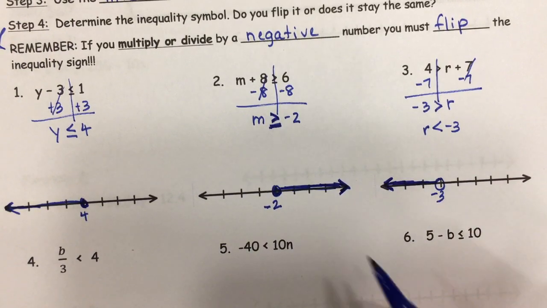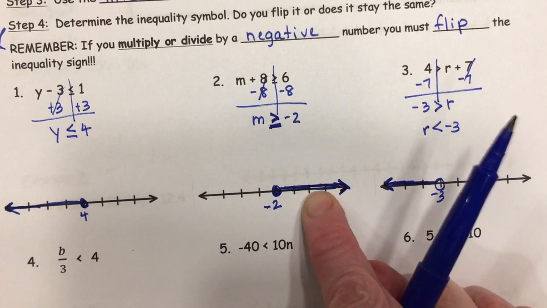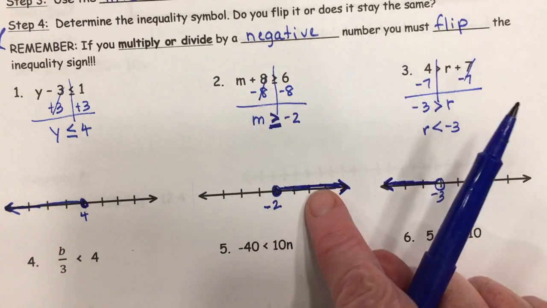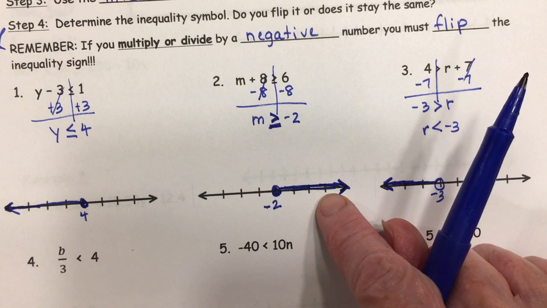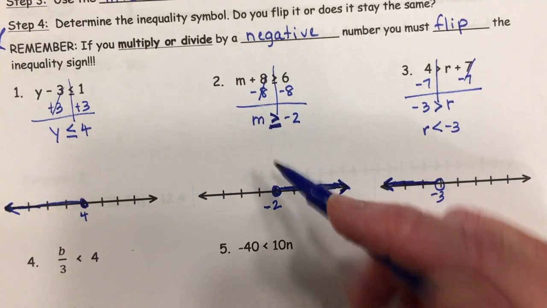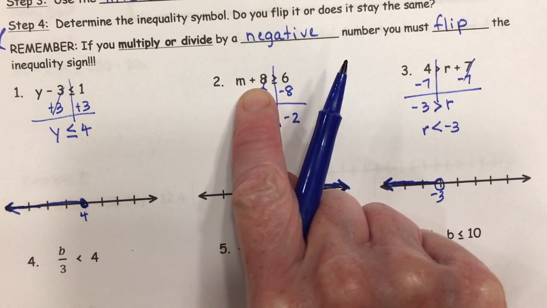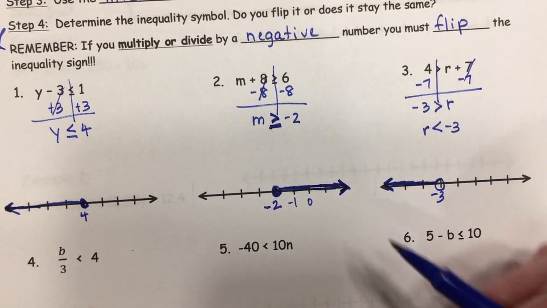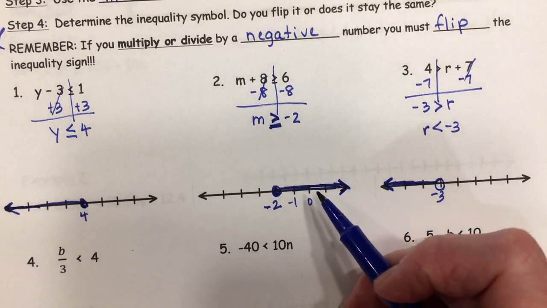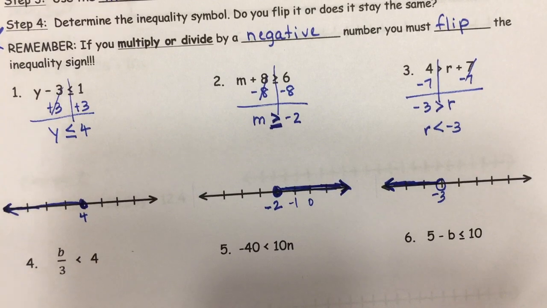Okay. Now, just like with equations, you can check your work. You can pick a number. Any number that's part of your graph should make this true. So if I pick any number to the right of negative 2 for this one, I could pick, I don't know, 0, right? Because 0 is over here, negative 1, 0. So 0, if I plug that in, is 0 plus 8 is 8. Is 8 less than or greater than or equal to 6? Yes. Okay, so this is a solution to this equation. So inequalities have multiple solutions. That's why we graph them, is to show all the different solutions.